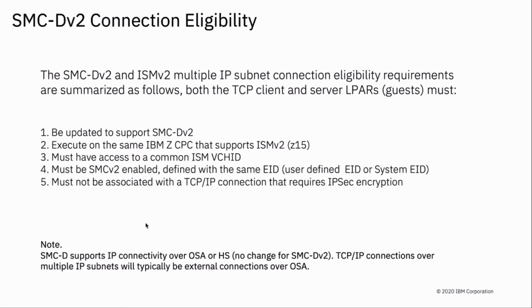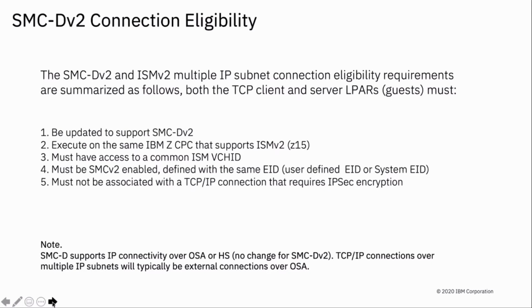Now, normally, if you're going across multiple subnets, it will be an external Ethernet connection, but it could also be internal as well. But what we're saying now is your TCP/IP connection might go 3 or 4 hops and wind up back into your same CPC. And when it does, you could in fact be eligible to communicate internally using SMC-D for version 2 for that connection. So again, the criteria is you both need to support version 2, same CPC on a z15, must have access to the same VCHID, must have the same EID, and not require IPsec.